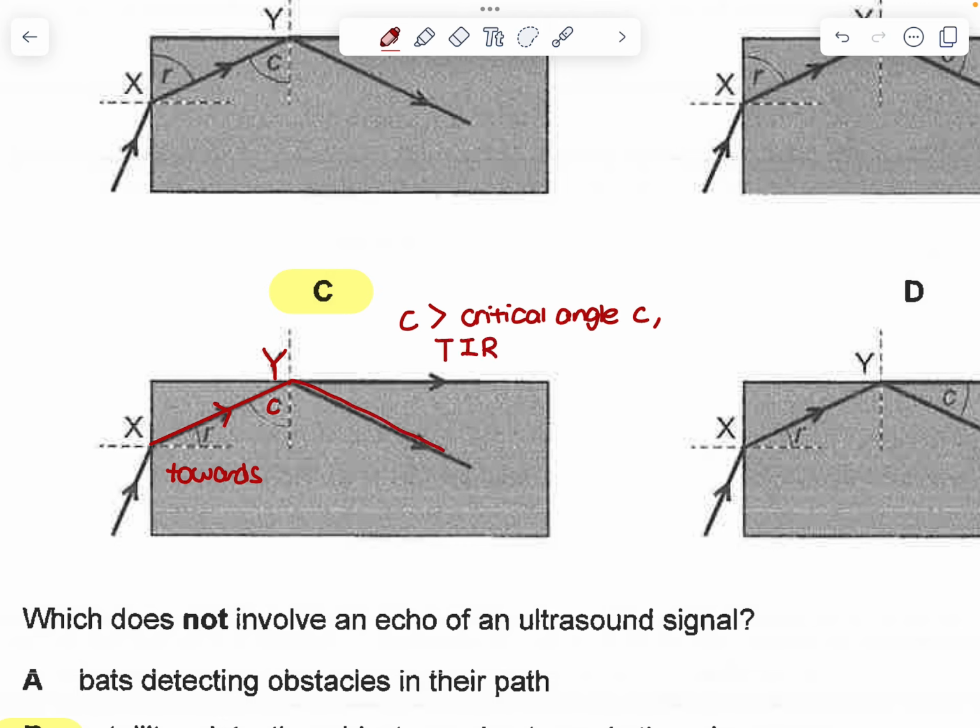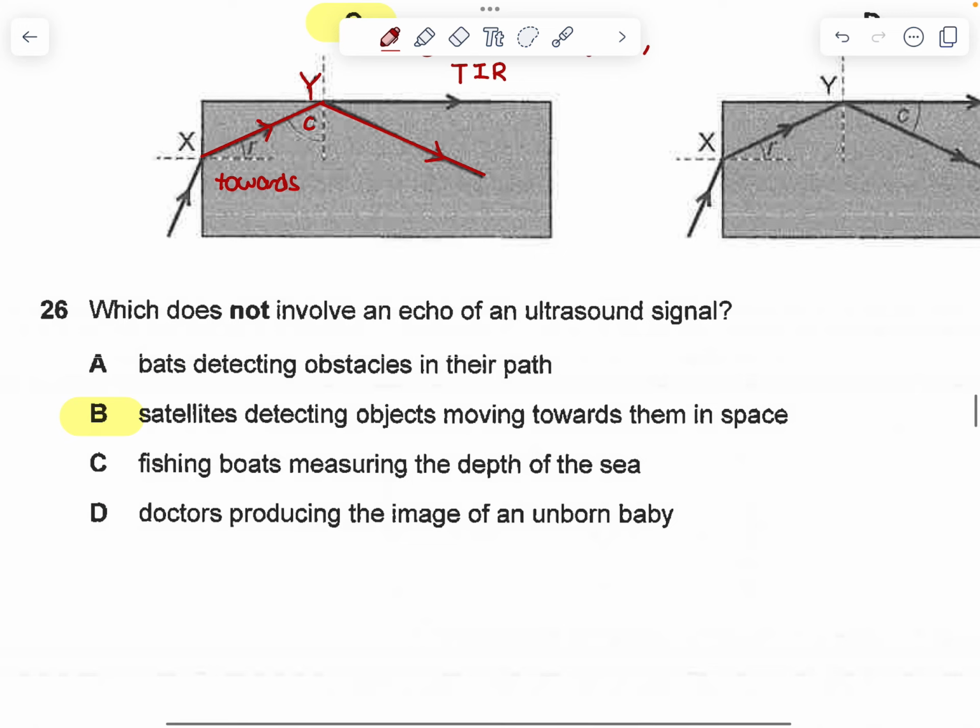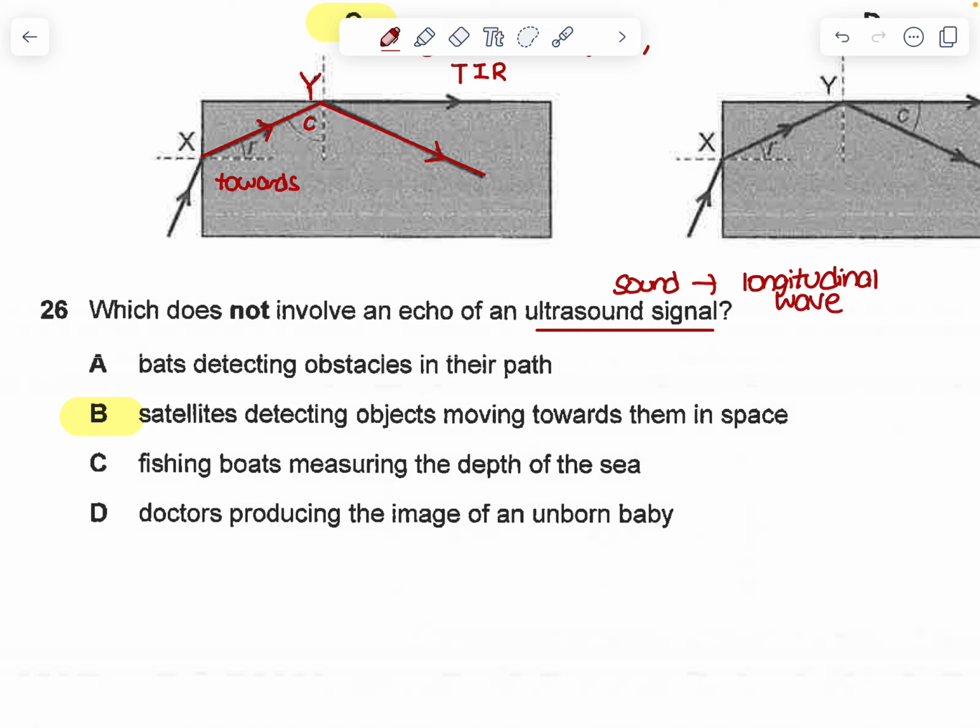Okay, next, question 26. Which does not involve the echo of an ultrasound? So ultrasound is still sound, so it's a longitudinal wave. Longitudinal waves require a medium. In space, it's a vacuum. So sound cannot travel in space.